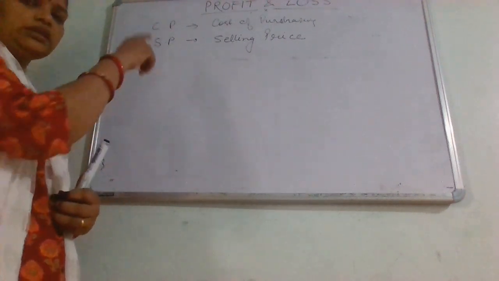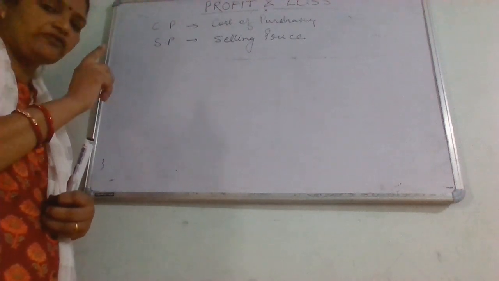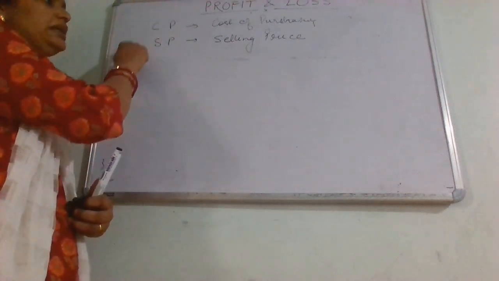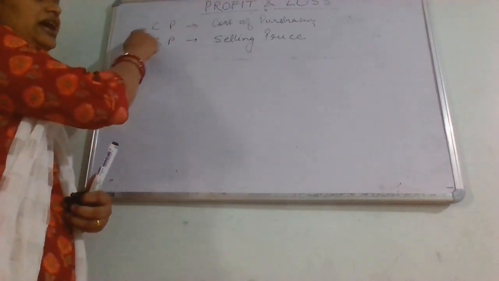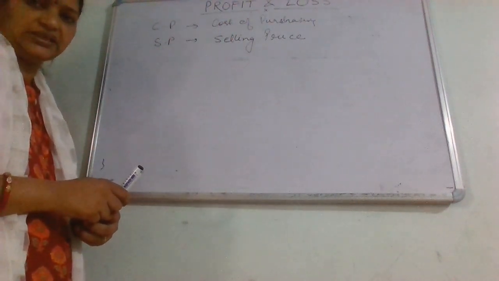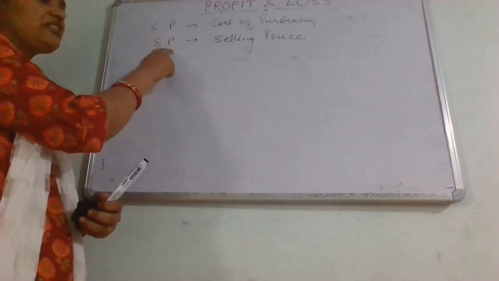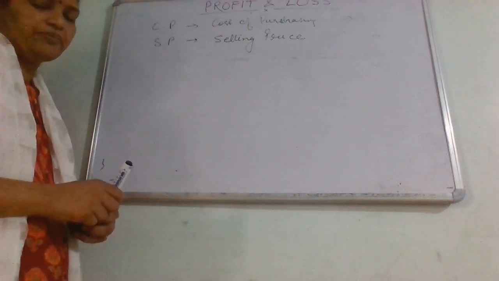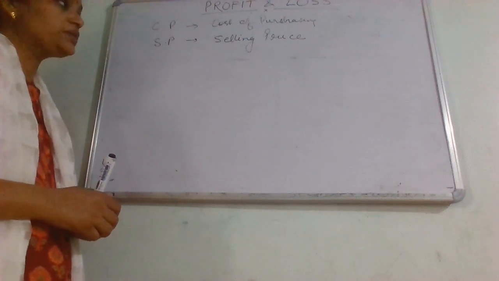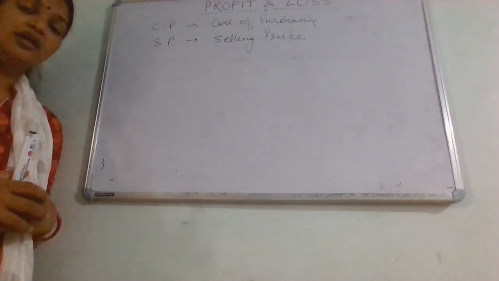Today we will deal with the terms related with profit and loss. First of all, you will come across two terms, CP and SP. CP stands for cost of purchasing and SP stands for selling price, right? So CP is equal to cost of purchasing and SP is equal to selling price. What do we mean by cost of purchasing and what do we mean by selling price?